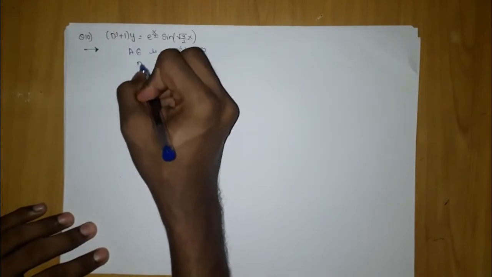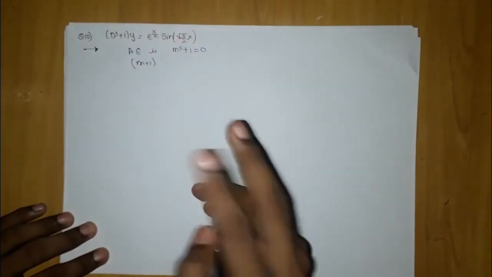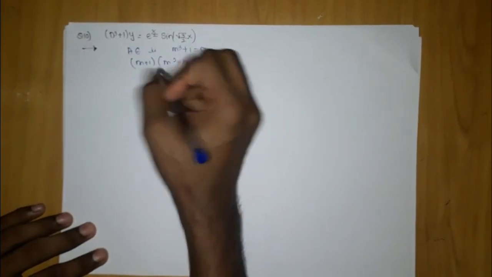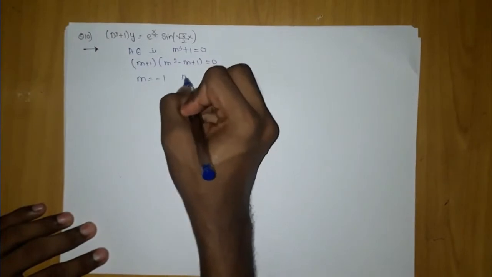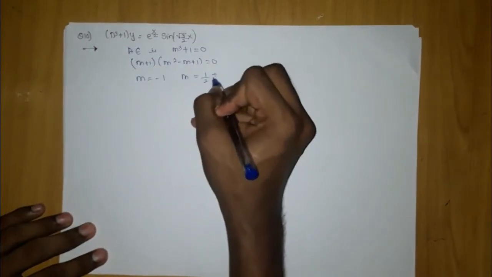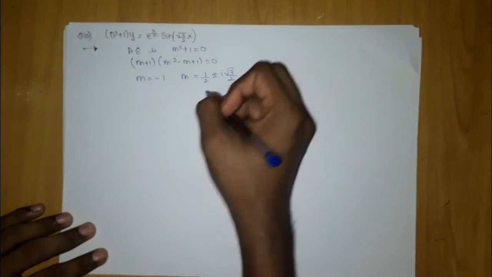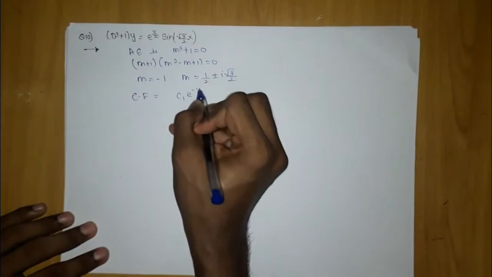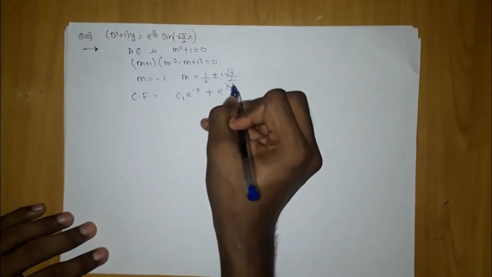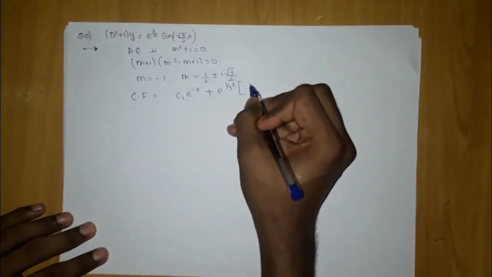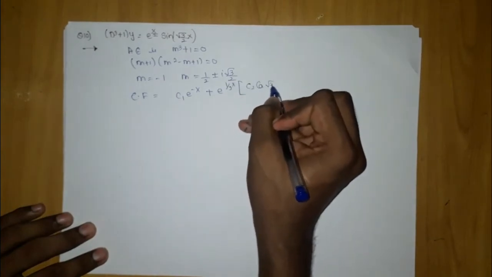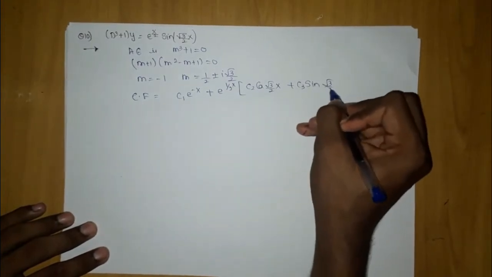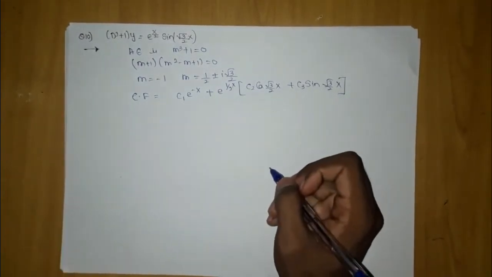So what we are going to get, m plus 1 times (m square minus m plus 1) is a cube plus b cube. So (m plus 1)(m square minus m plus 1) equal to 0, giving me m equals minus 1 and m equals 1 by 2 plus minus i root 3 by 2. Okay, so our complementary function will be nothing but c1 e to the power minus x plus e to the power 1 by 2 x into (c2 cos root 3 by 2 x plus c3 sin root 3 by 2 x). So we got our complementary function.